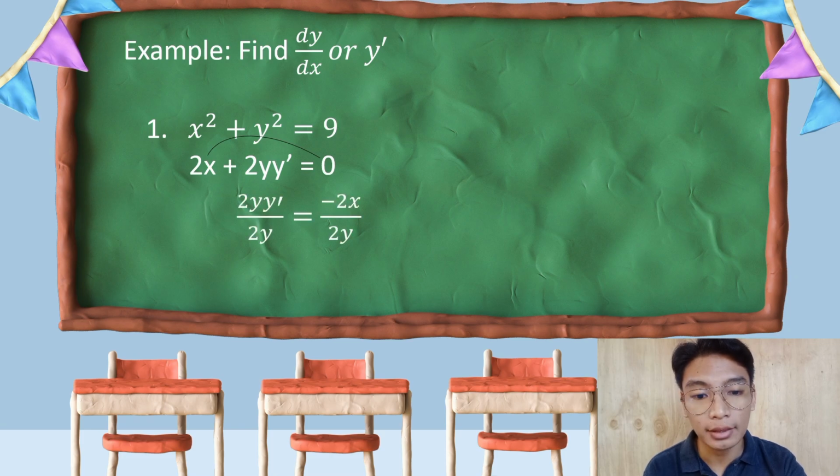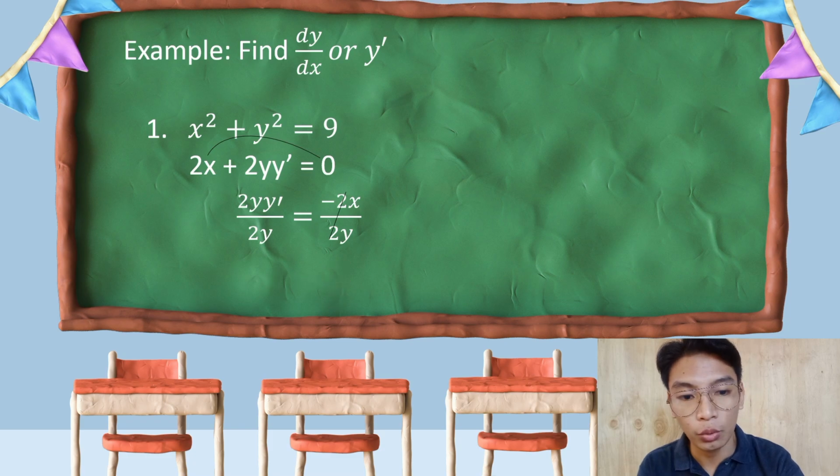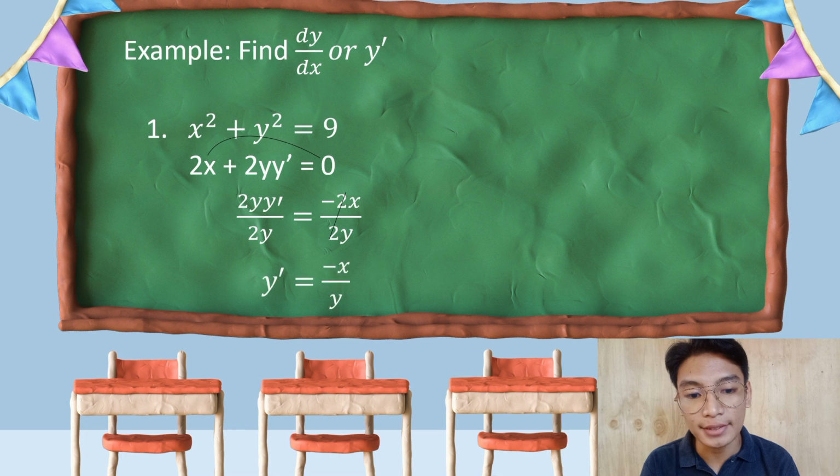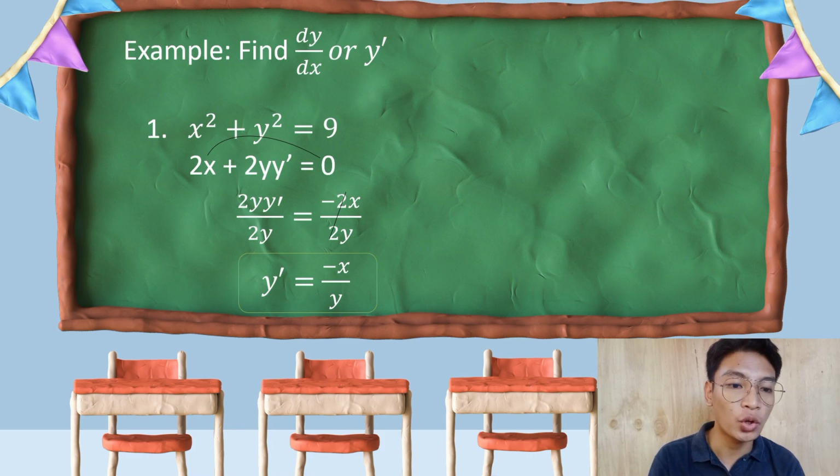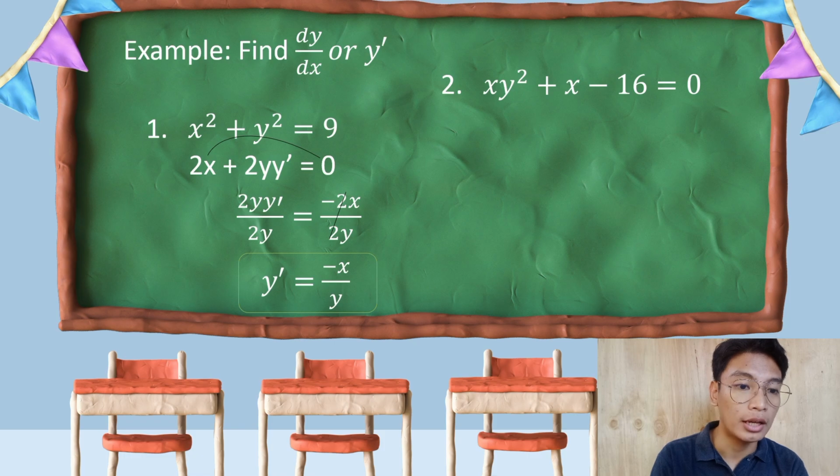And to get the value of y prime, of course, we are going to divide it by 2y to cancel the 2y from the first term. So in this function, we will have an answer of y prime is equal to negative x over y. So that is our answer. So for the next example, we have the function x y squared plus x minus 16 is equal to 0.